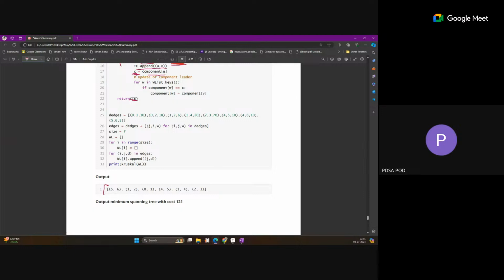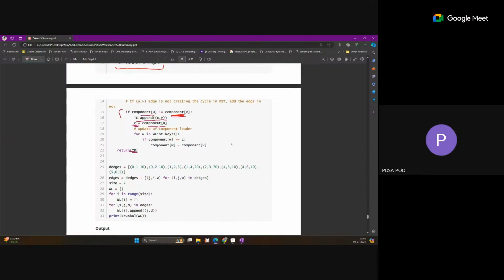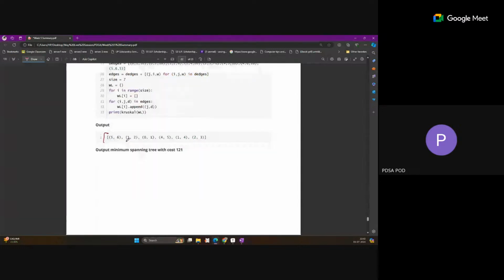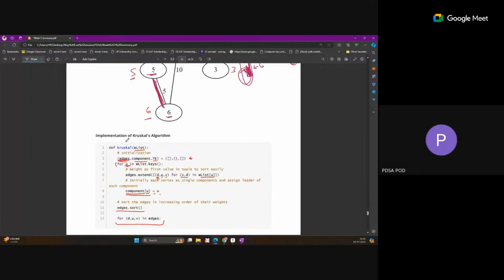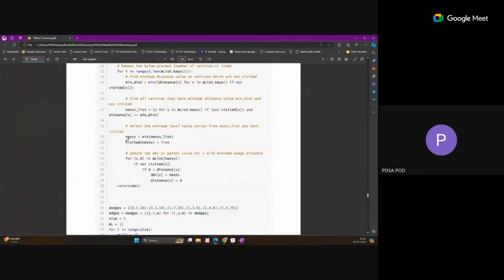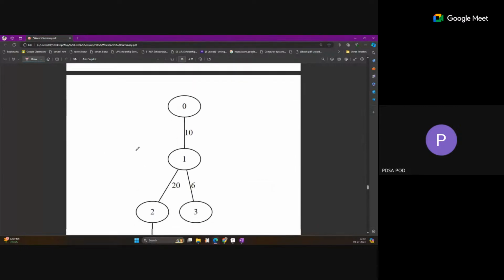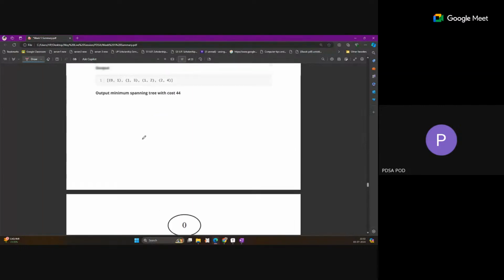And you can also maintain the total cost. You can maintain one variable for the cost, so just add that cost value when you are entering inside this. And you can directly return the total cost. So this is one algorithm, Kruskal's algorithm, and the other is Prim's algorithm. Prim's algorithm is very similar to Dijkstra's algorithm, with only one small modification.